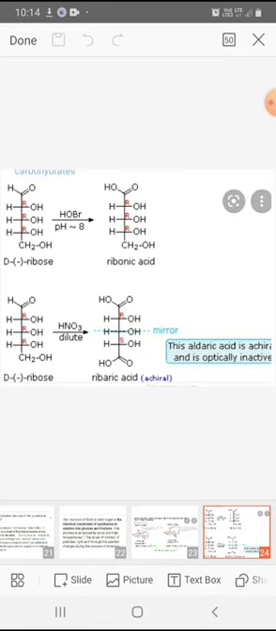See the reaction. D-ribose reacted with HOBr forms ribonic acid. Second, D-ribose reacted with concentrated HNO3 forms ribaric acid. Here the CH2OH is converted into the acid, that is COOH.